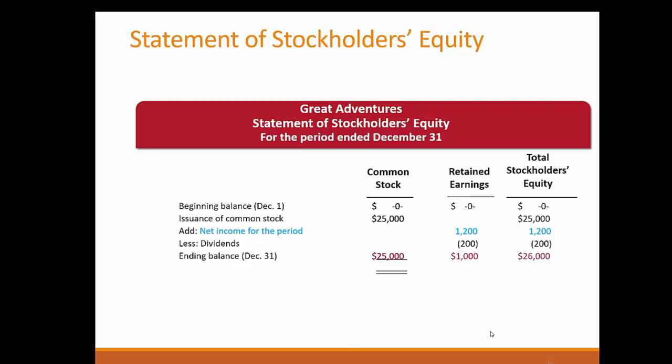Now, next year, my beginning balance in my common stock account is going to be what? That's right, it's going to be the ending balance this year, or 25,000. Same with retained earnings. I'm going to have a $1,000 beginning balance at next year's statement closing. So hopefully that makes sense.